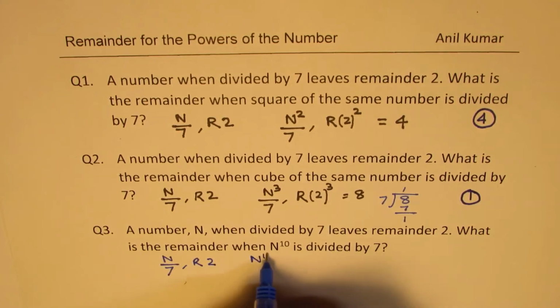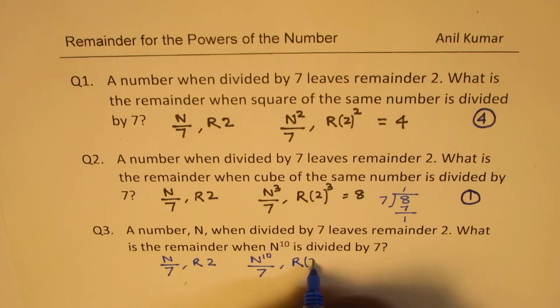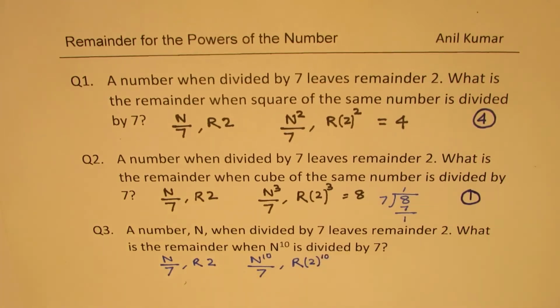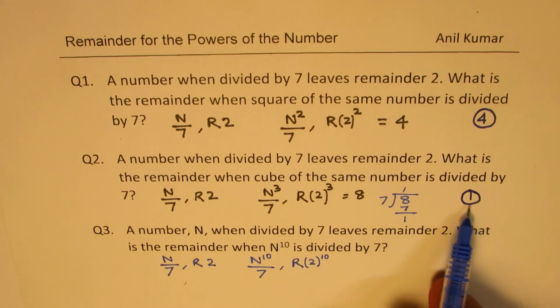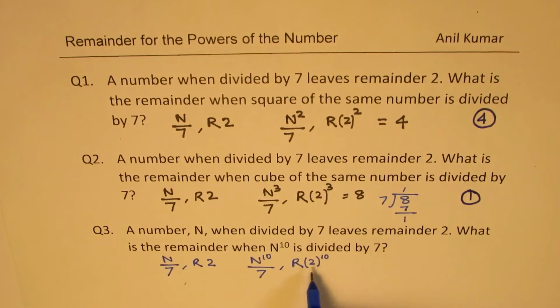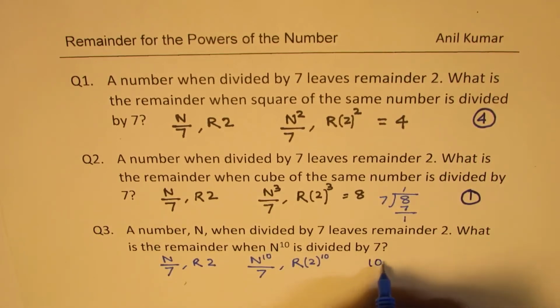Now when n to the power of 10 is divided by 7, we get the remainder, which should be 2 to the power of 10, right? Definitely 2 to the power of 10 is a big number. We have to divide that by 7 to get the actual remainder, correct? Now 2 to the power of 10 is 1024. So let's do long division for 1024.